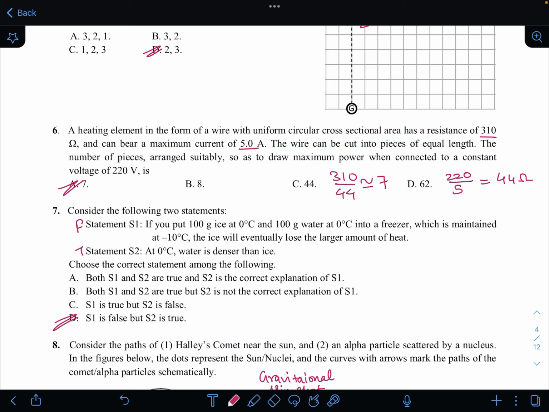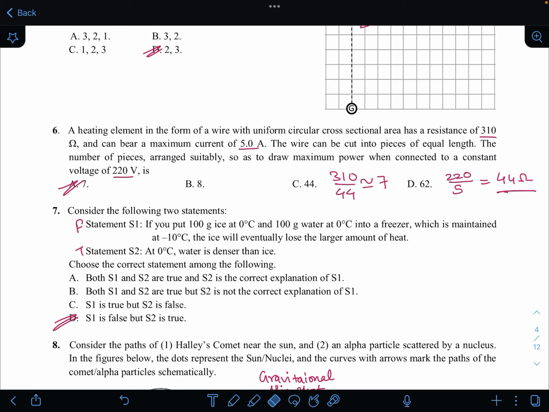Now if I want to create the highest power draw, my resistance also needs to be the highest, and we know in parallel circuits the resistance is also very high. So we'll try and create a parallel circuit. That's one point to keep in mind. Now take this. If I take 220 divided by 5, where 220 is the voltage and 5 is the highest current it can sustain, each piece's resistance will be 44 ohms.